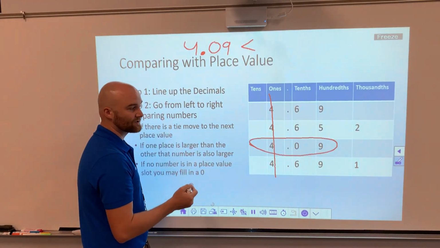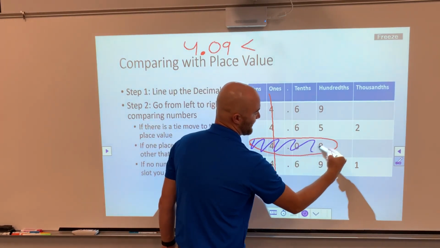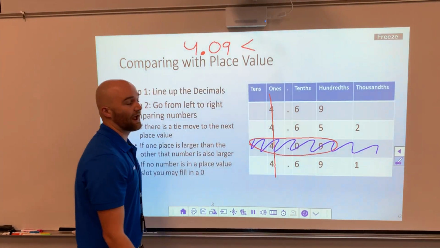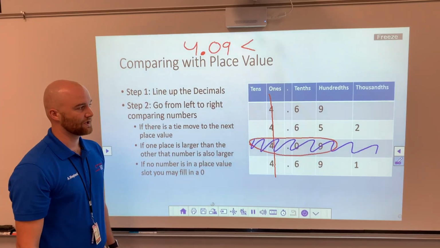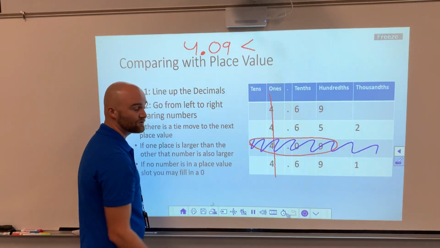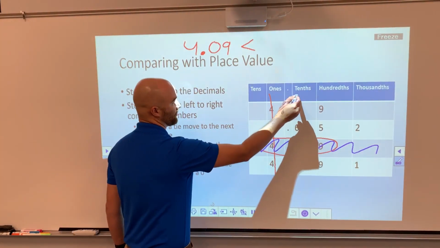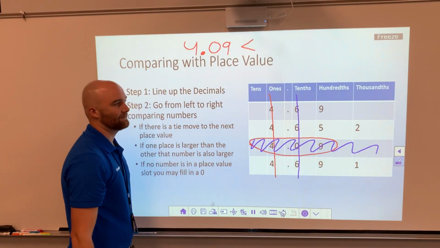Once I know it's the smallest number, I don't have to worry about it anymore. I can cross it all the way out. That number's done. I've already found where its location is. So I'm going to go back. The tenths, 6 and a 6 and a 6, those are all tied. Because those are all tied, I'm going to cross them out, and I'm going to move on to the next one.